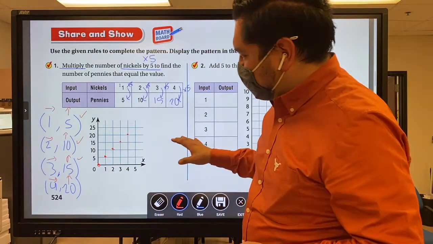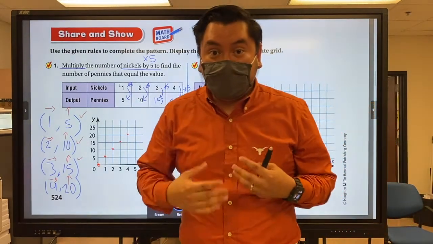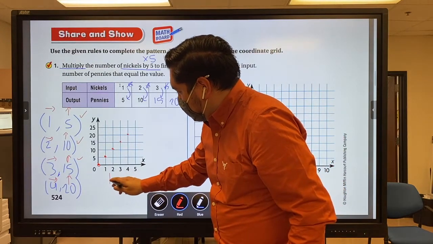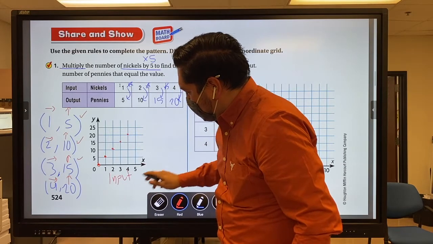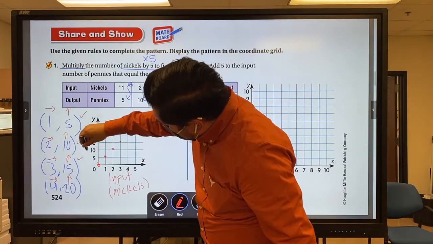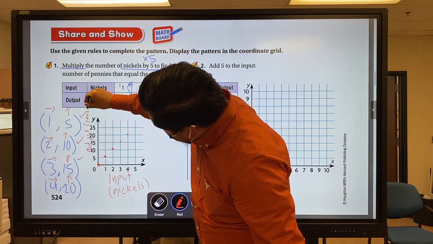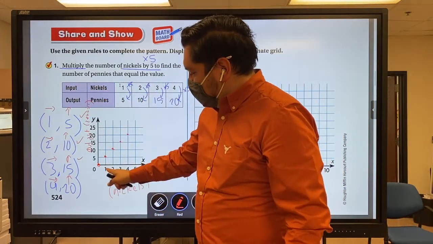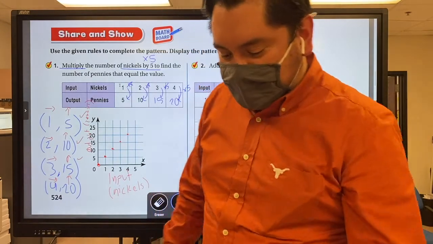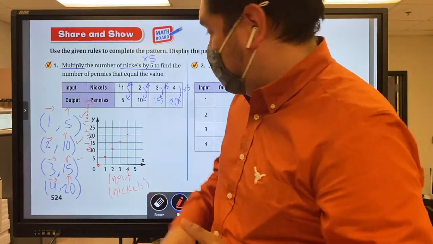Now, just to give you a little background on this, this type of problem is meant for you to understand relationships, right? They are connected. The number of nickels on the input is related to the output, which is here, and that's the number of pennies. Sorry about the bad handwriting, but when I have one nickel, I have 5 pennies, 2 nickels, 10 pennies, and you continue. So that's really the basic foundation of this. Seeing relationships from X to Y, okay?